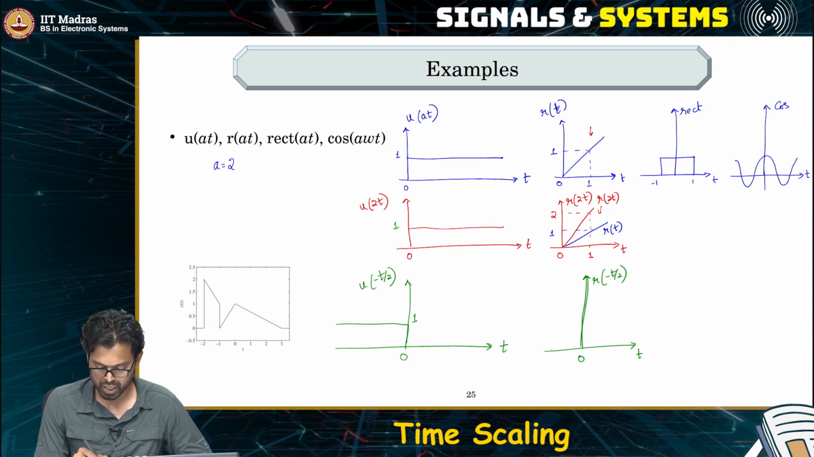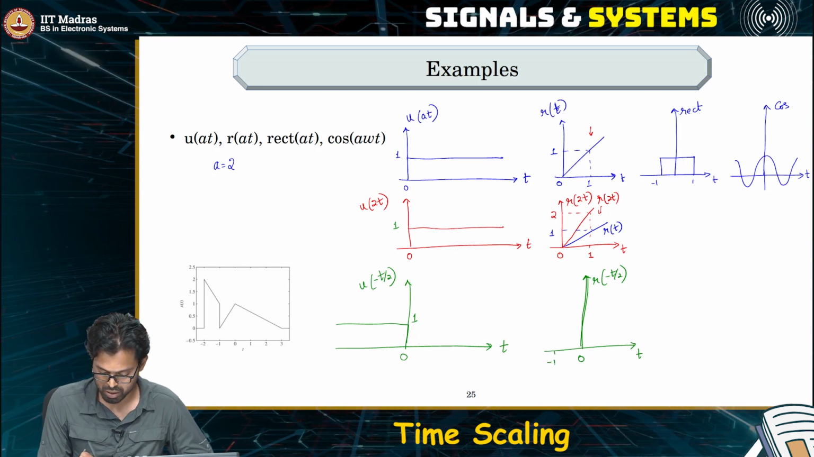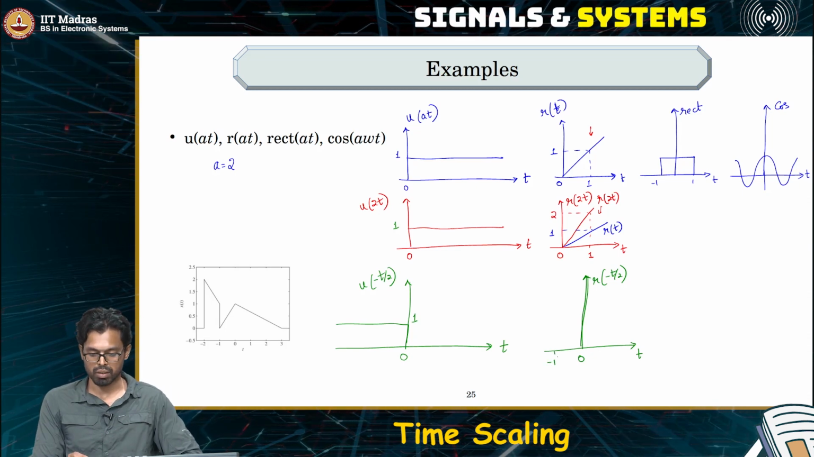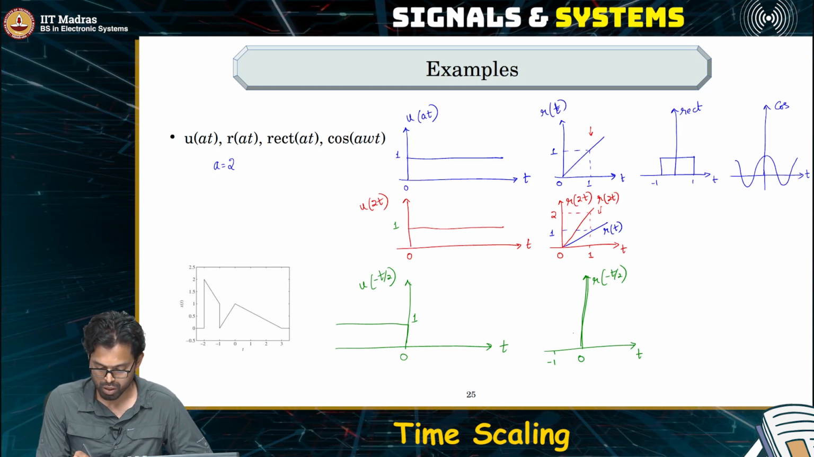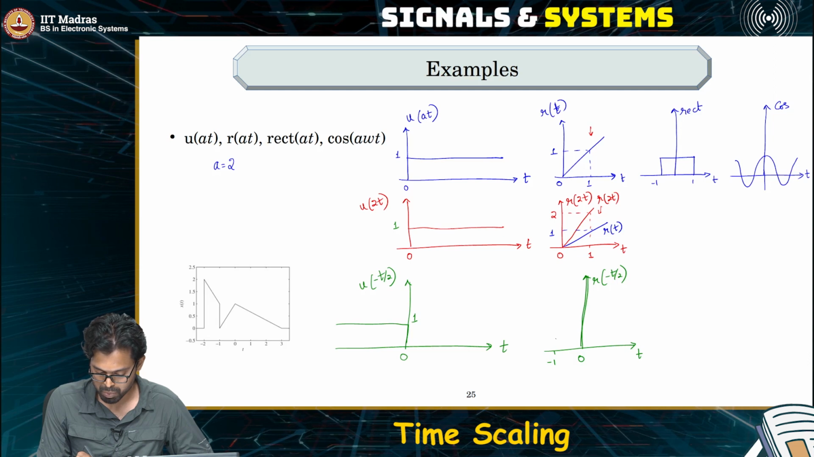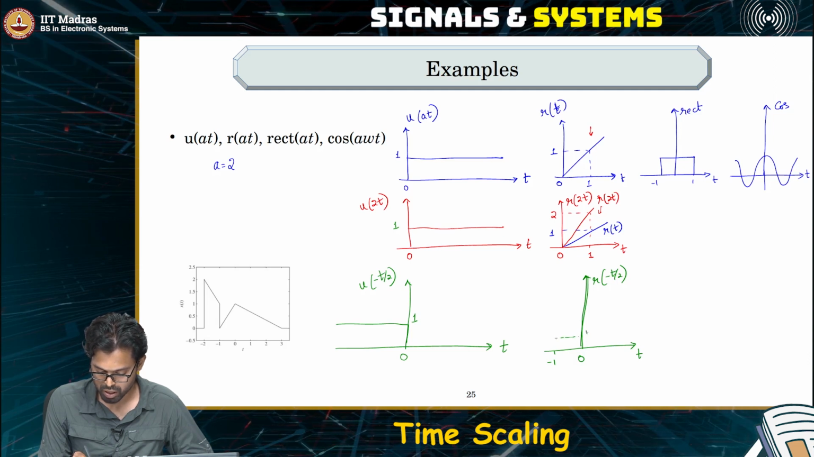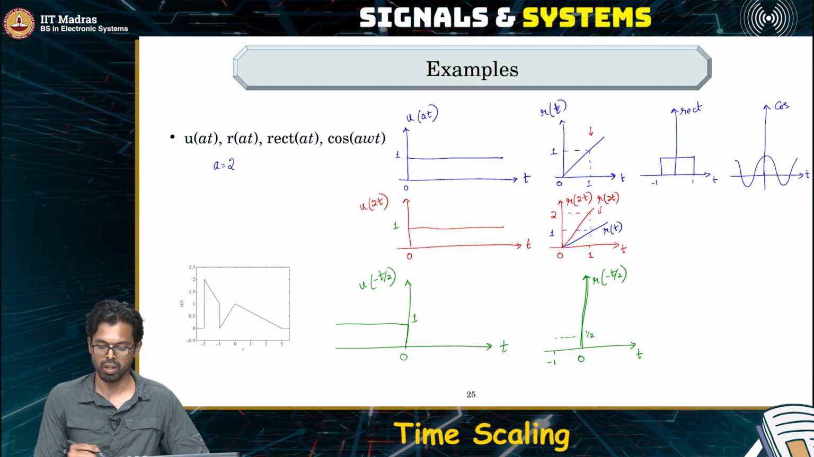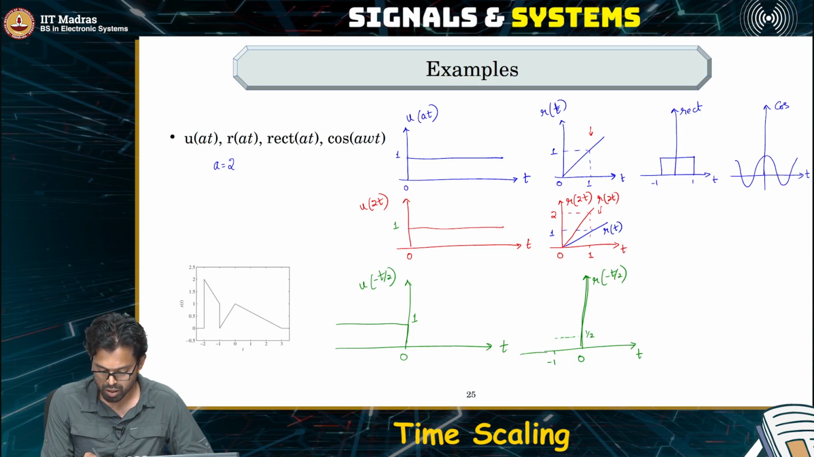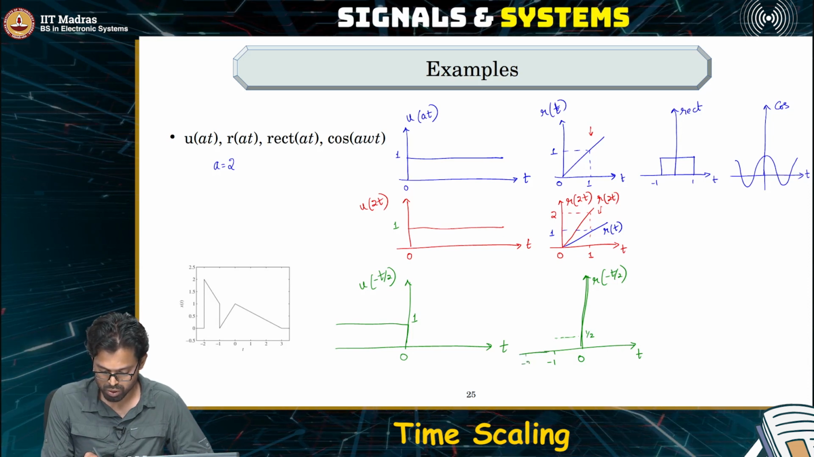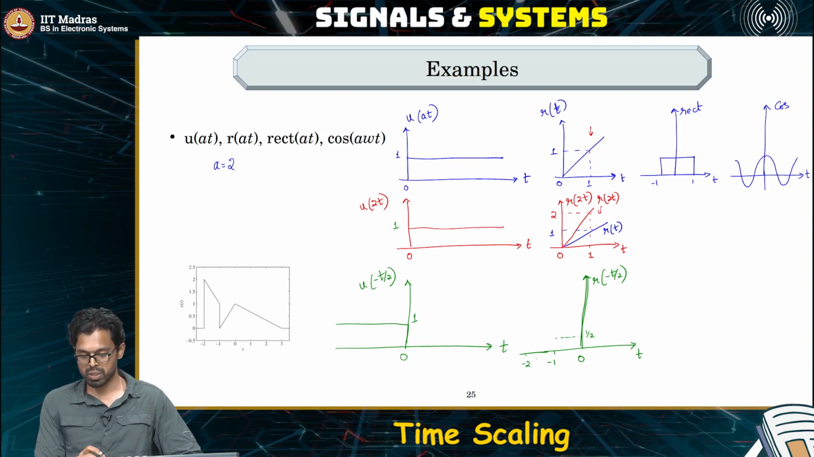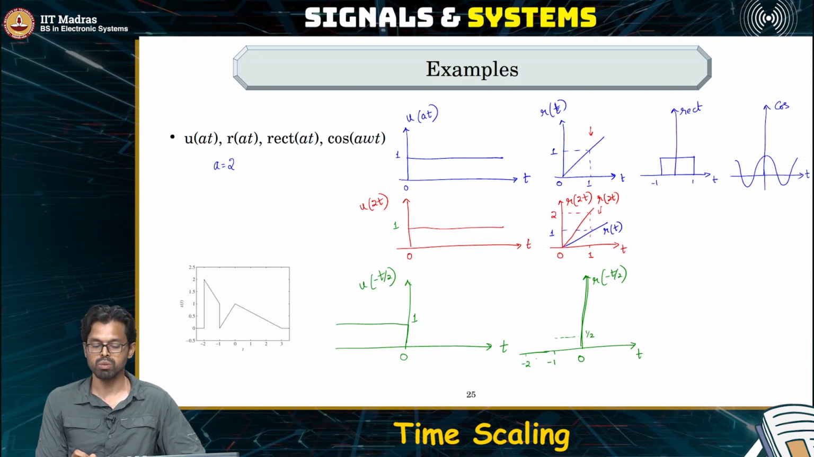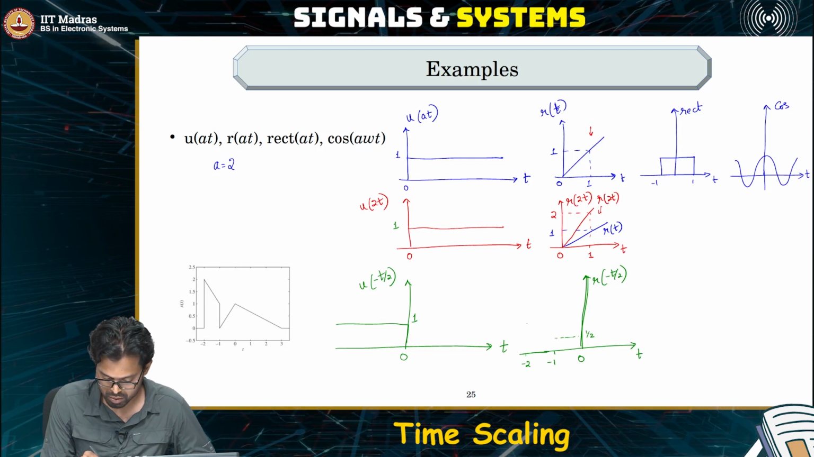Now what happens when, let's say, t is minus half? When t is minus half, then we are trying to compute r of 1 by 2. So then at this point, we'll just have half. Okay. And when t is minus 2, we'll have r of minus 2 times minus 1 by 2, which is 1.